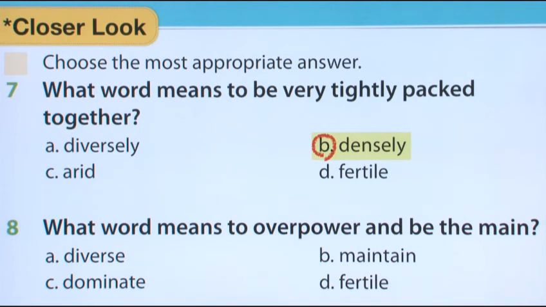And our last question for today, question 8. What word means to overpower and be the main aspect of a landform? Is it A, diverse, B, maintain, C, dominate, or D, fertile? The answer here is C, dominate. Dominate. In a desert, what piece or aspect of the landform did we say dominated? We talked about how the sand dominated the deserts.